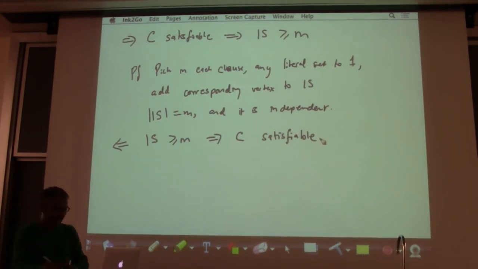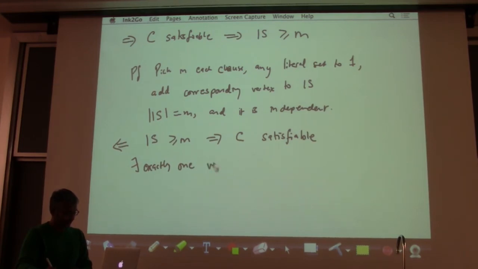So the claim here is there will exist exactly one vertex picked in each triangle. By the way, why is that true?